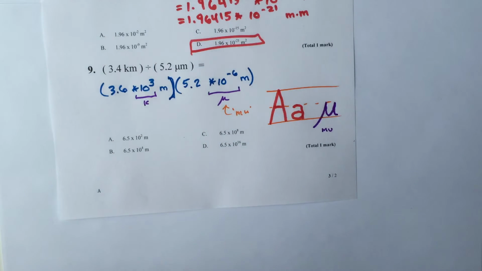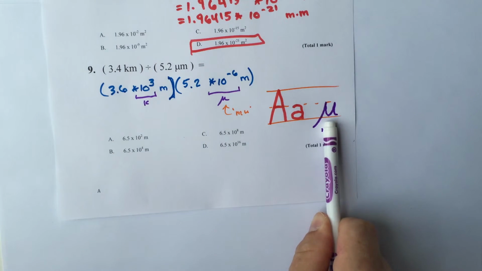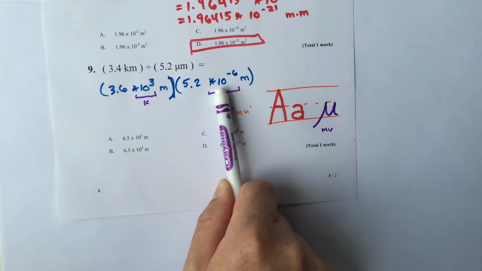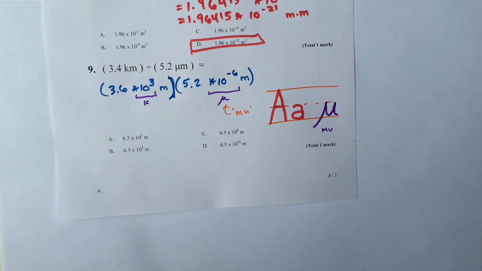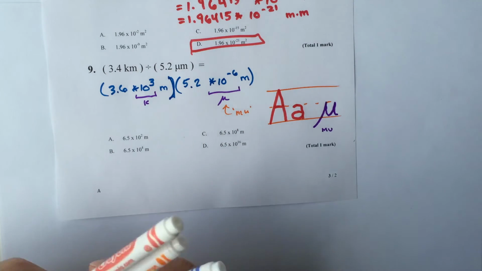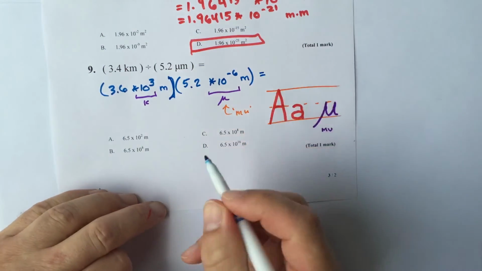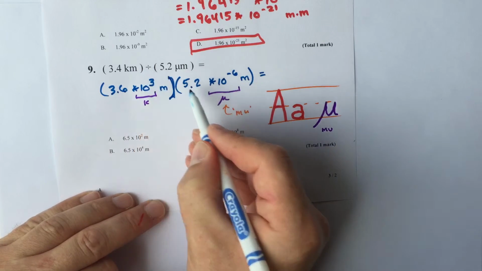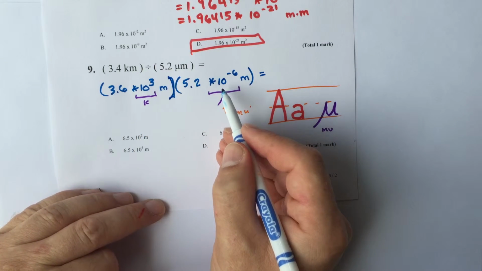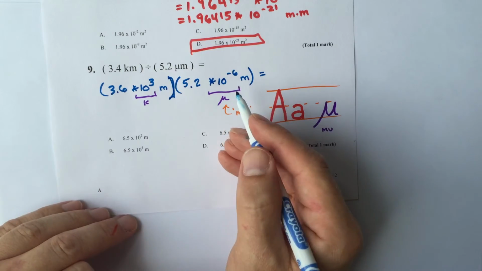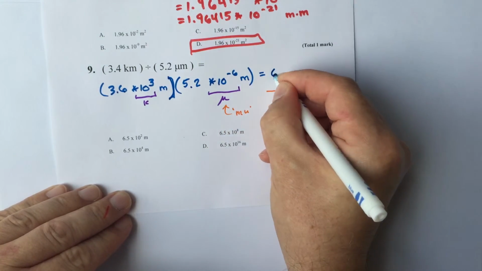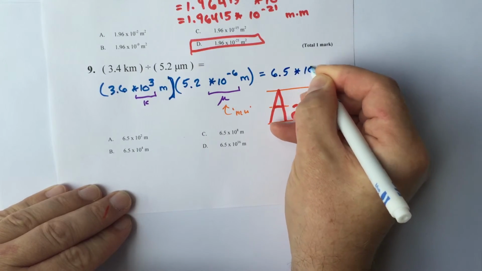And in physics, it's the prefix that we put in front of SI units when we want to represent times 10 to the negative 6. All right. So back to our problem, sorry. We have 3.6 times 10 to the 3rd divided by 5.2 times 10 to the negative 6. We're going to end up with 6.5 times 10 to the 8.